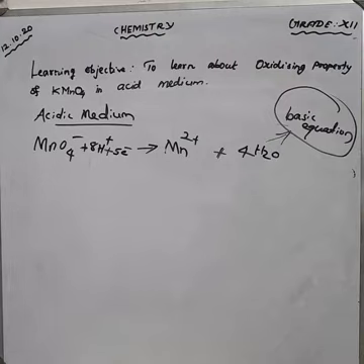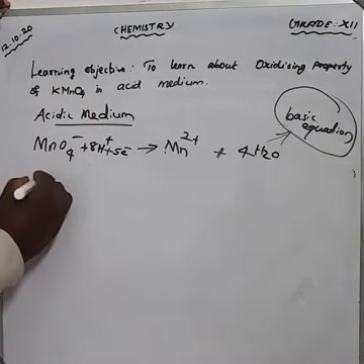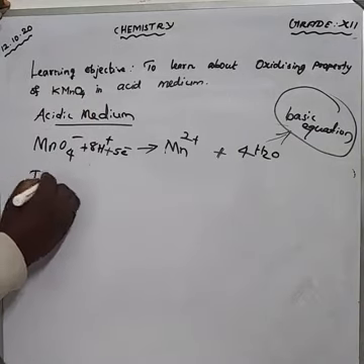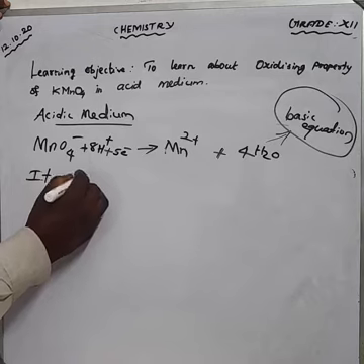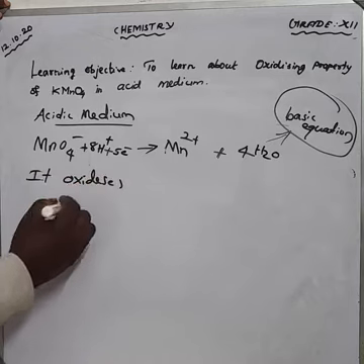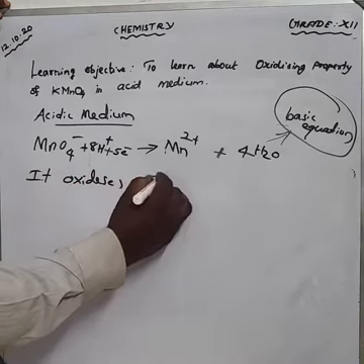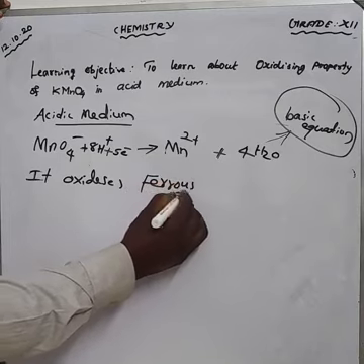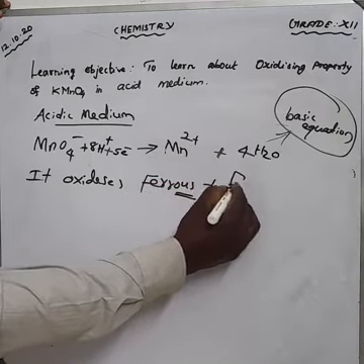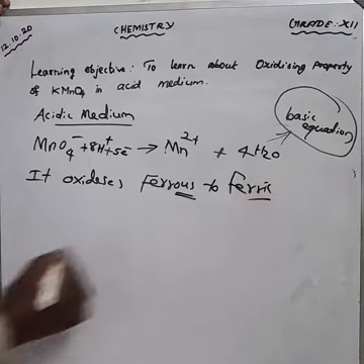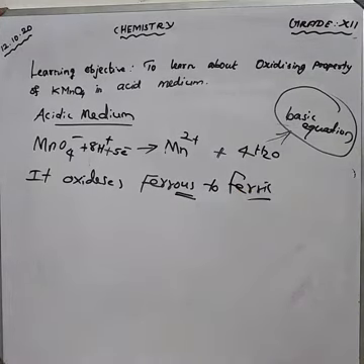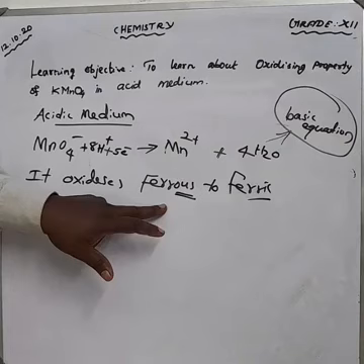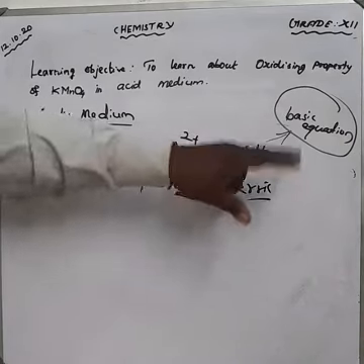Okay. First one, ferrous to ferric salt. First one is what? Ferrous to ferric salt. It oxidizes ferrous to ferric. This is the point. Note the point.